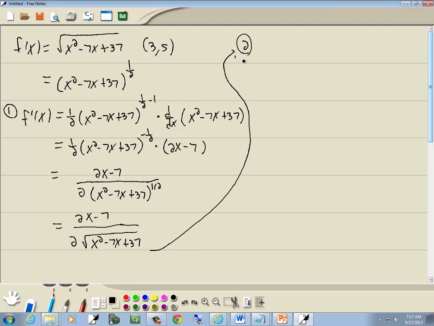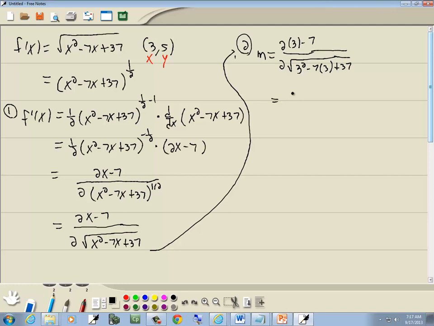Step 2. Change your derivative notation to m and plug in the x part of your point. They've given us this point, so they've given us the x and the y. I'm going to plug 3 in for the x. So I have 2 times 3 minus 7 over 2 times the square root of 3 squared minus 7 times 3 plus 37.